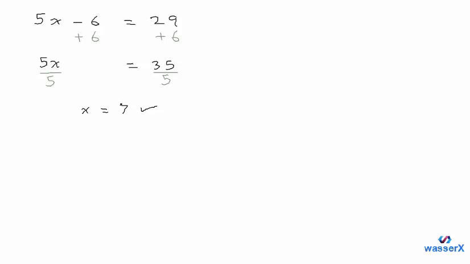Let's say you made a mistake somewhere and you didn't get x = 7. So 5 times another number minus 6 will never give you 29, right? So you would immediately get to know, hey, I got the wrong answer. I must have made a mistake somewhere in my steps. Let me check.